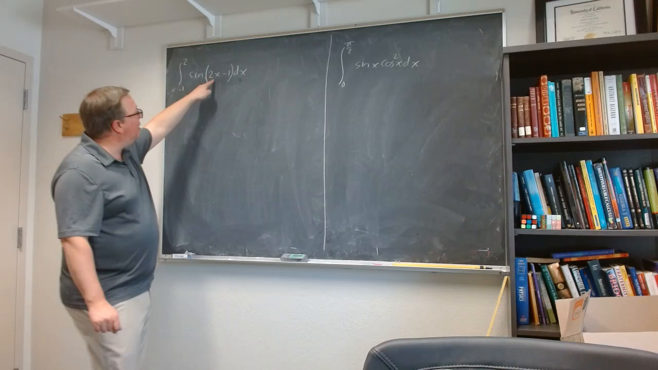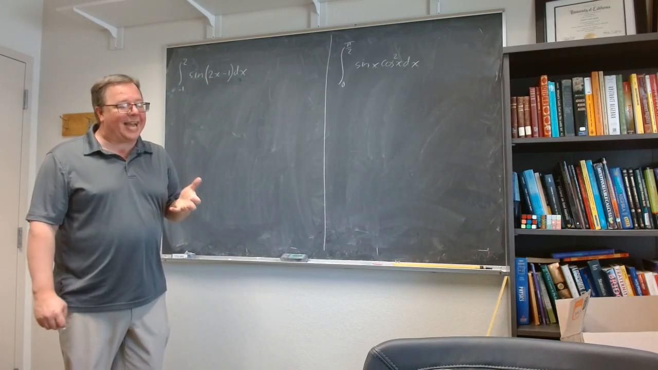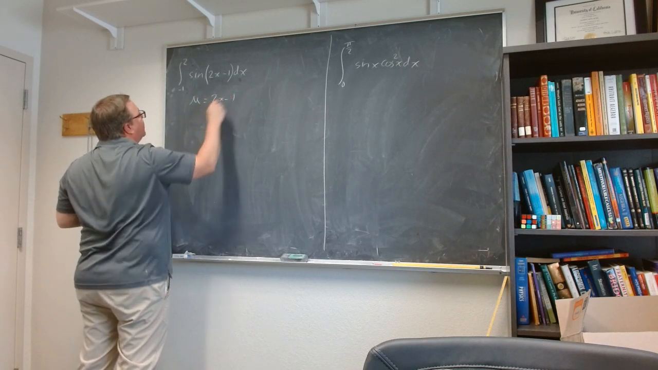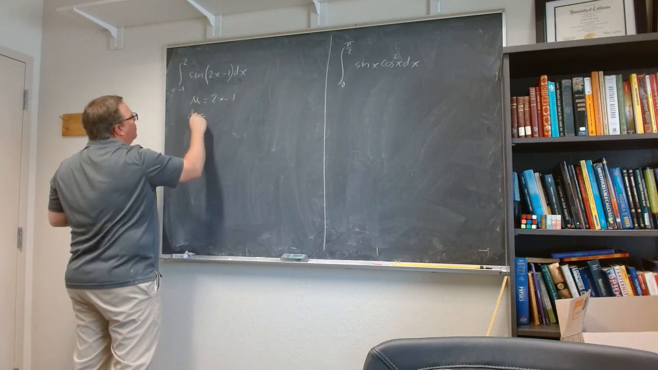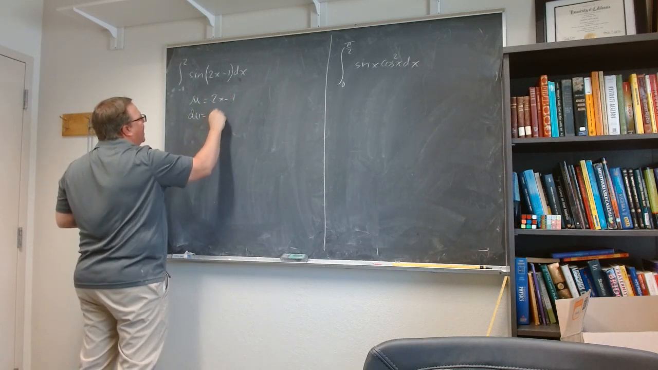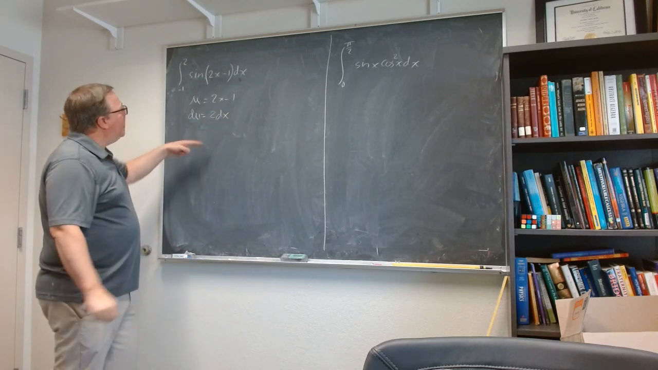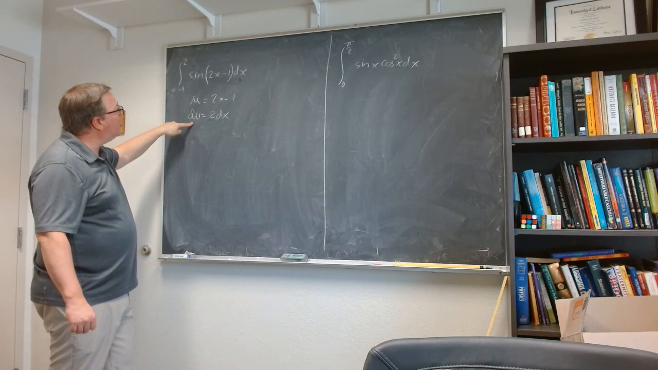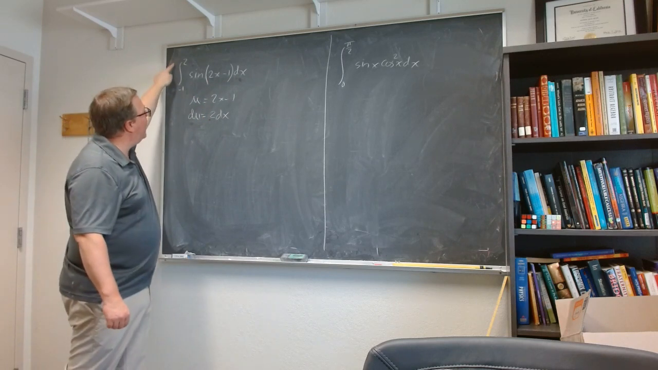The inside function here is 2x minus 1. So that has to be our u. So u is going to be 2x minus 1. Du will just be 2 dx. And so we can replace dx by du over 2. But we're going to do two more computations to change the boundaries.